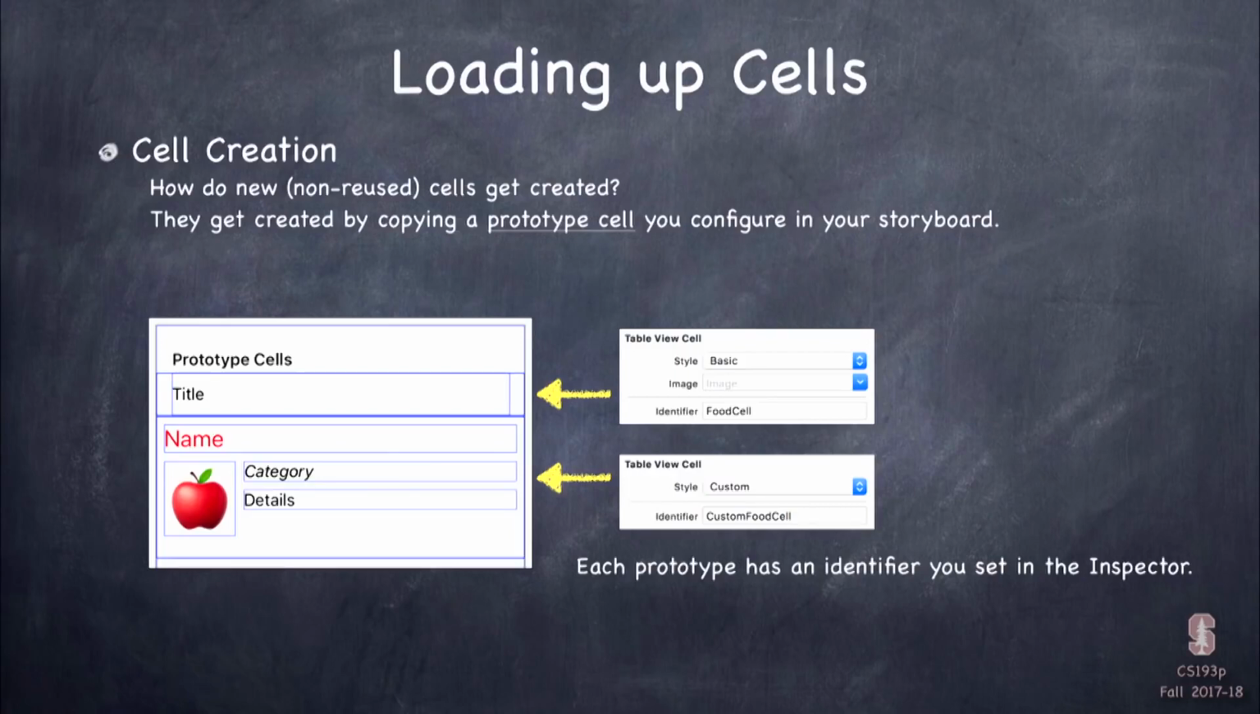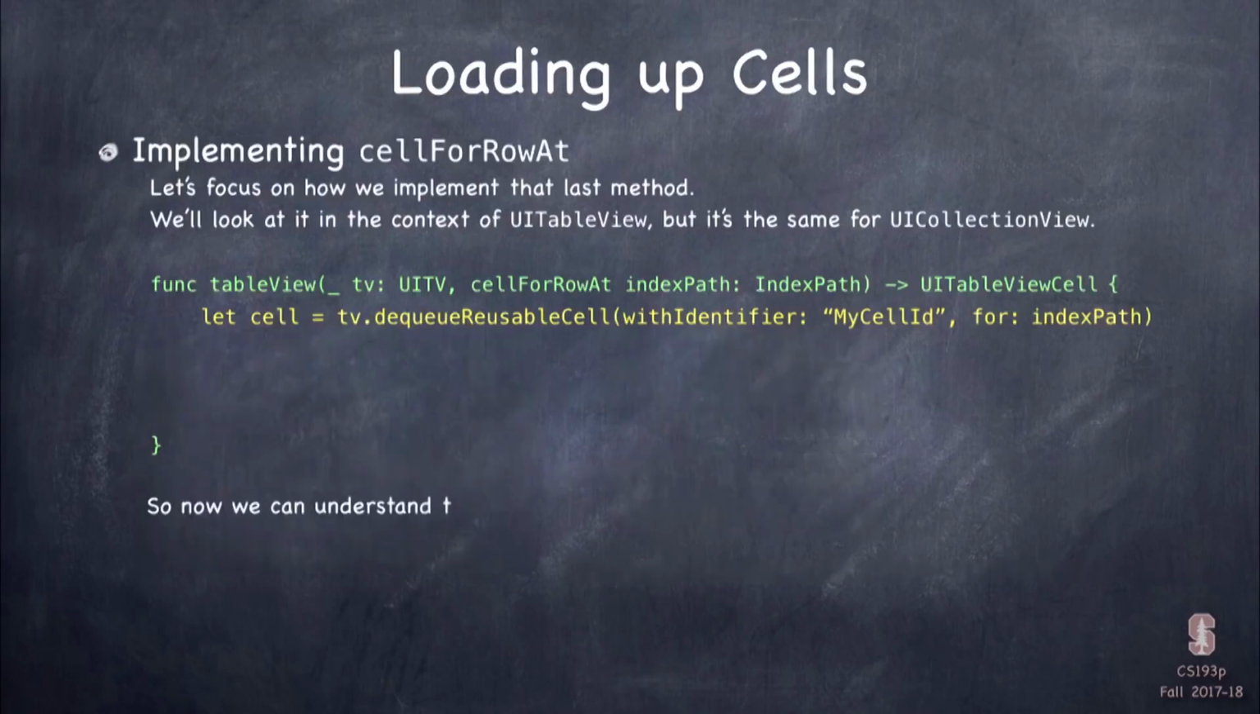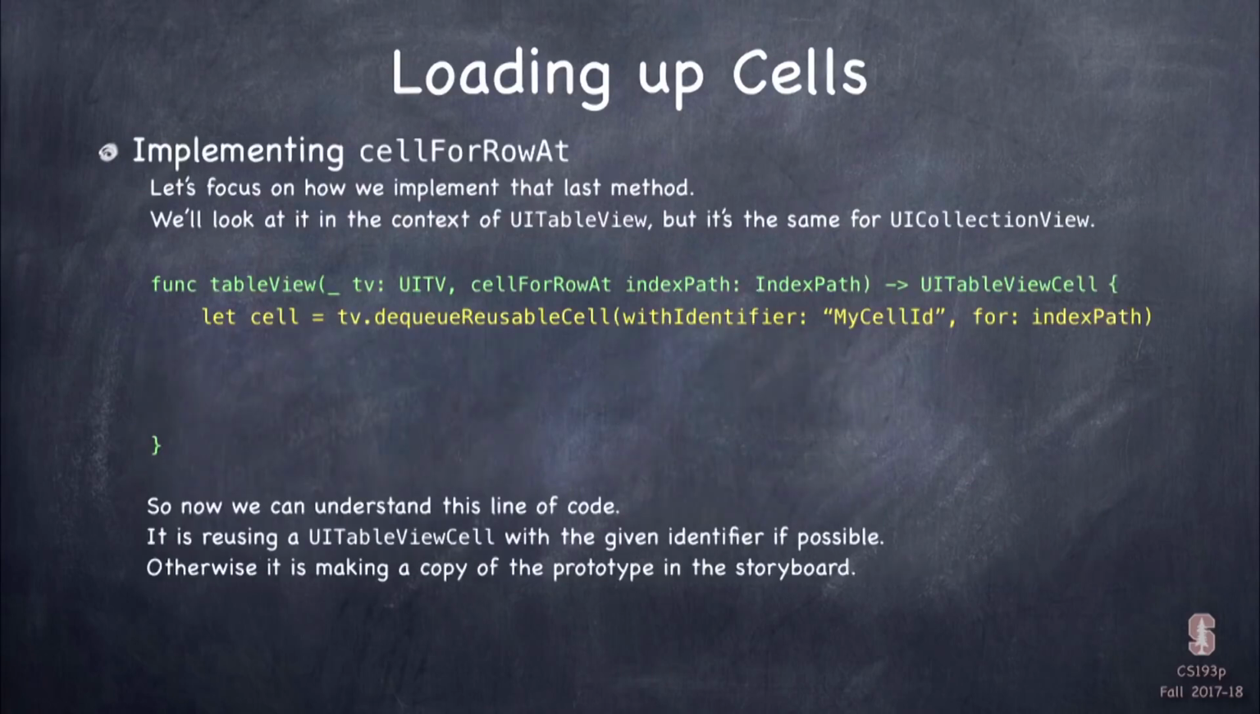Okay? All the views in there, the image view and the text views, will all be copied for you to make another row. Okay, so now you understand this yellow line, right? DQ reusable cell with identifier, like food cell or custom food cell, says which of the prototypes you want. And of course, for index path is the index path we're at, because we're being asked to create something for that index path. Okay, got that?